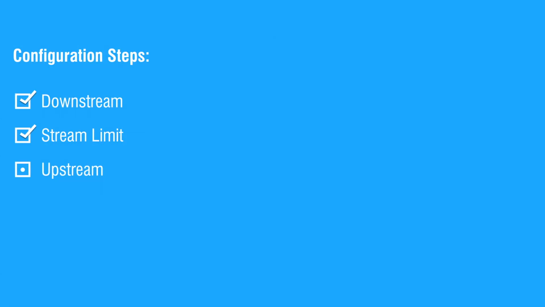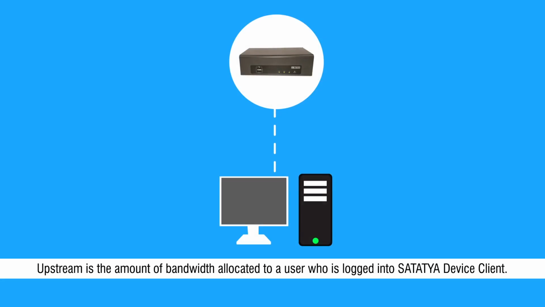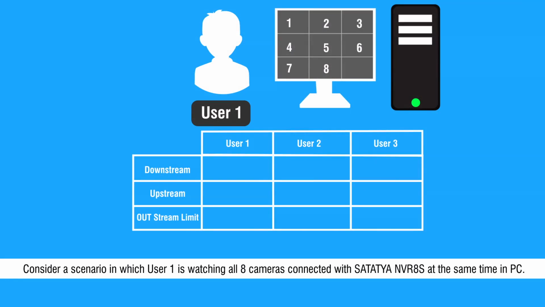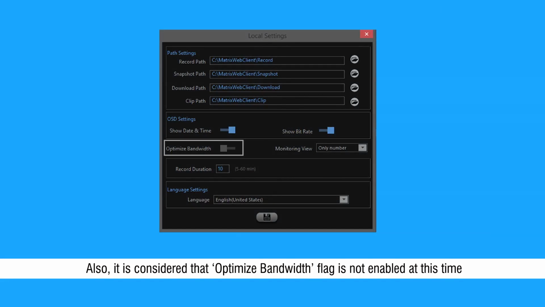Let us understand about upstream. Upstream is the amount of bandwidth allocated to a user who is logged in to SATATYA device client. Consider a scenario in which user 1 is watching all 8 cameras connected with SATATYA NVR8S at the same time in PC. Also, it is considered that optimized bandwidth flag is not enabled at this time, resulting in deliverance of only mainstream of all cameras irrespective of the layout set.